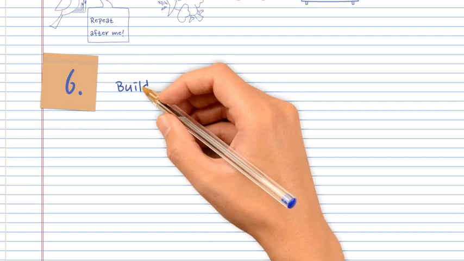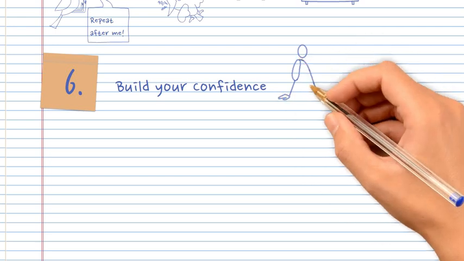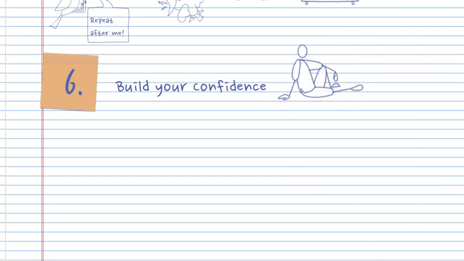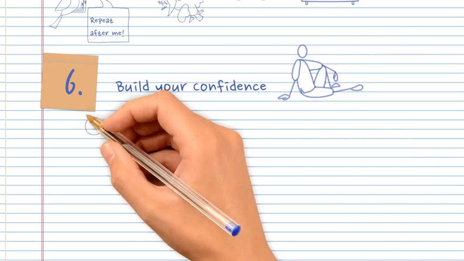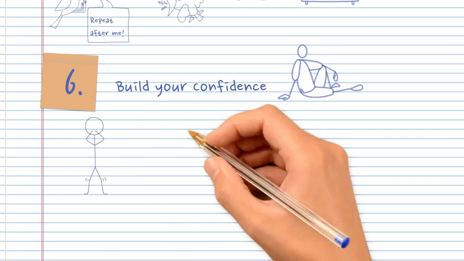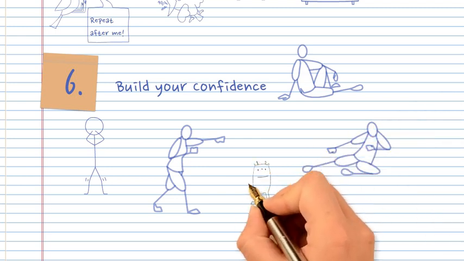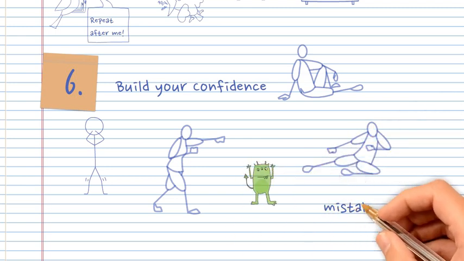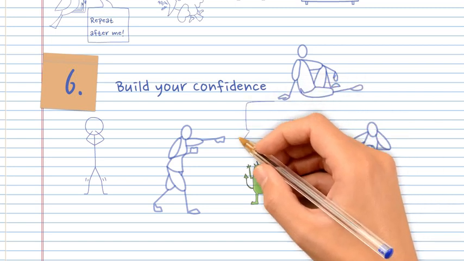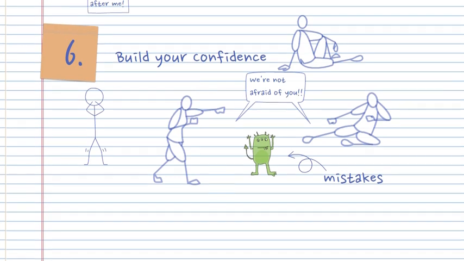Number 6. Build your confidence. Many of my students ask me how they can be more confident when they speak English. It's natural to be afraid of making mistakes when we speak a second language. The first step to being more confident in English is just to accept you're going to make mistakes and keep pushing yourself to use English in uncomfortable situations.